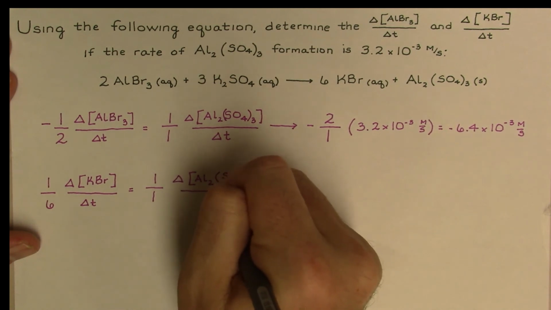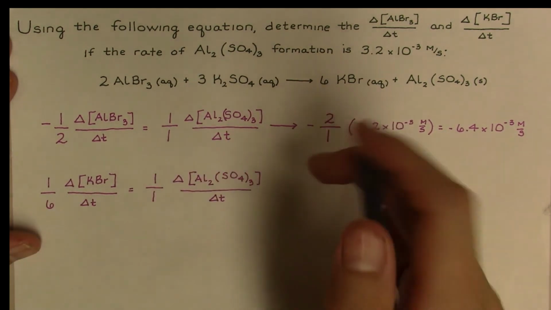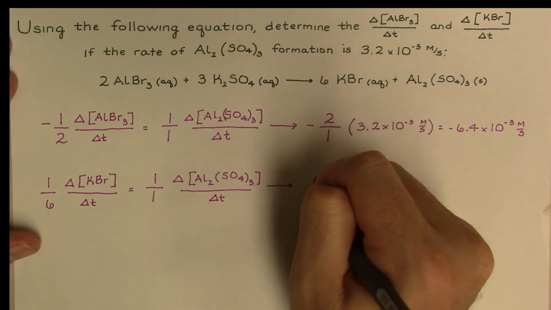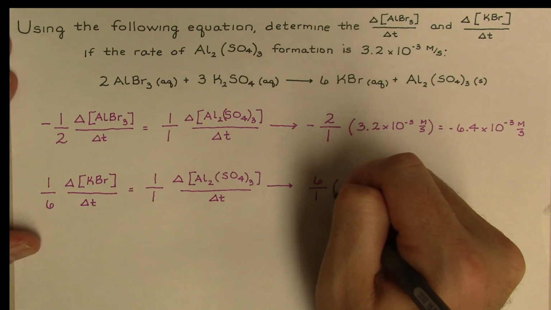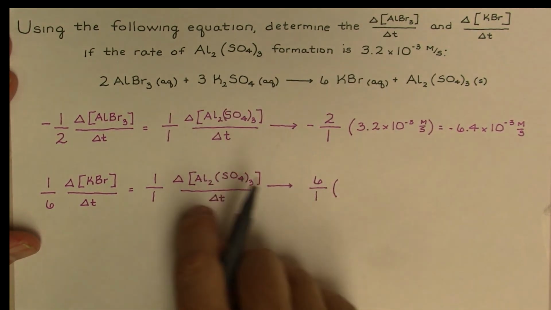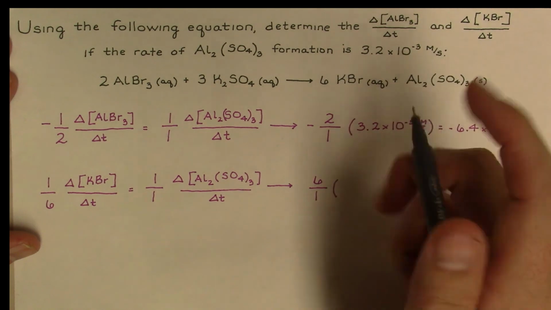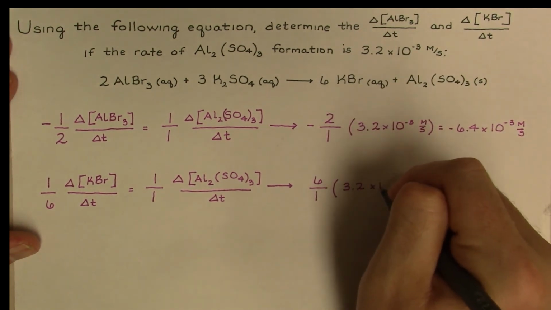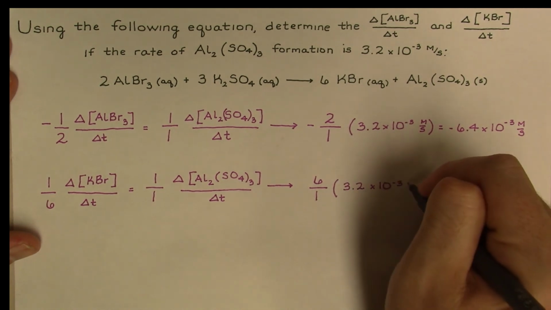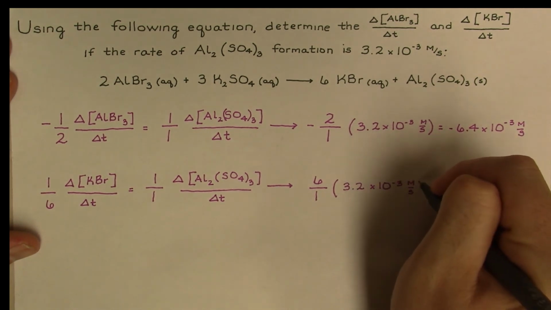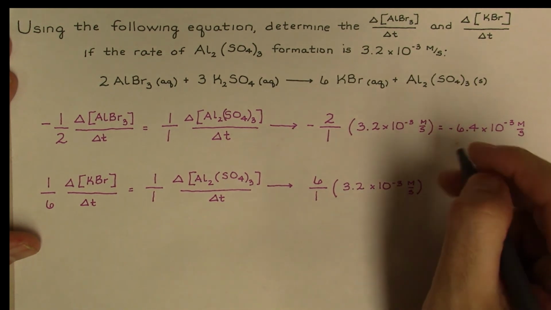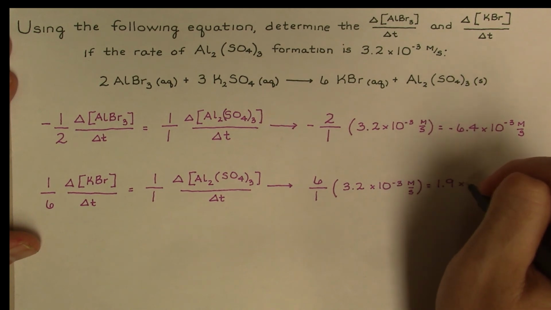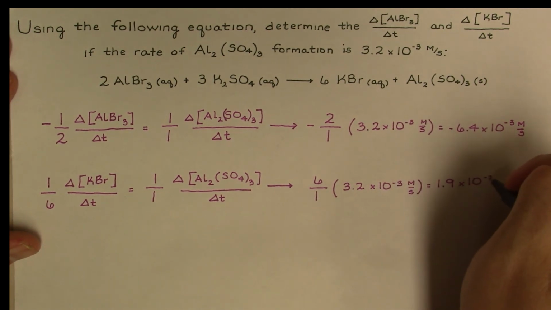So now we can cross multiply, very similar to what we've done in all of our examples, and you will get a value of 6 over 1 times our rate of our aluminum sulfate formation. So that would be the 3.2 times 10 to the minus third. You will notice that I have no negative signs, so in this case our answer is going to be positive. So in all reality, we are just taking our rate and multiplying it by 6. So you'll get 1.9 times 10 to the minus 2 molar per second.